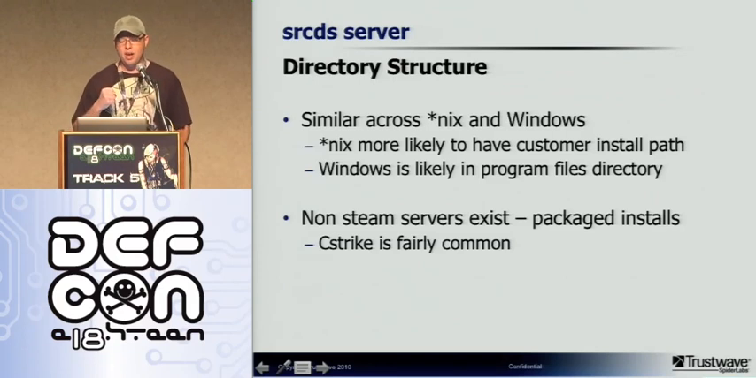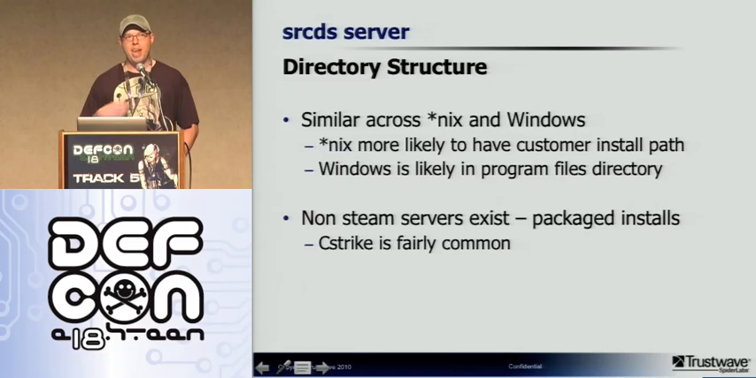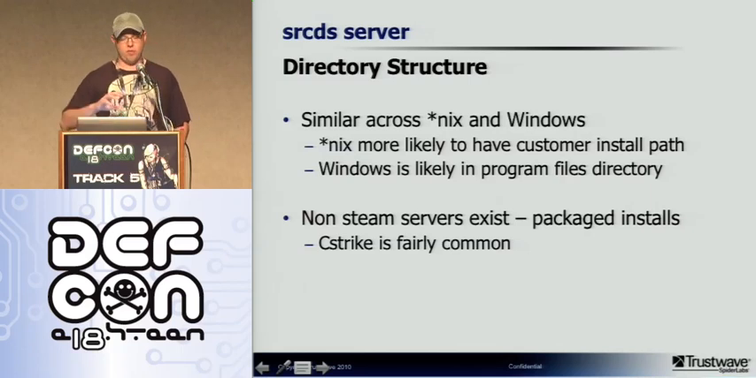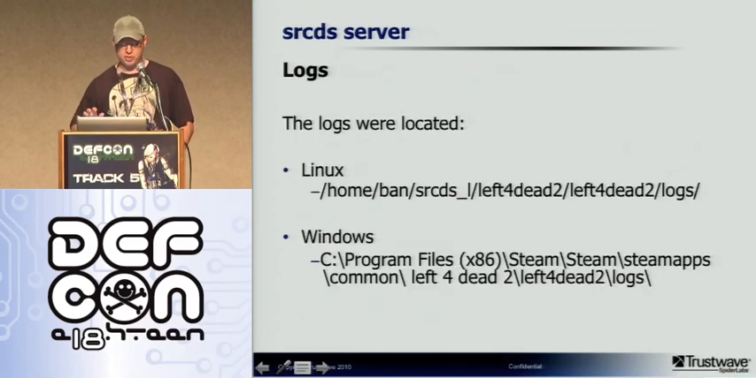Directory structure for the SourceDS server, it's very similar across Linux and Windows. The only real difference is Windows is going to be in the program files directory, whereas Linux, it might be more of a custom path. Now, non-Steam servers exist, packages installed, like the earlier example I provided with the IP addresses of the admin mod logs. Like I said, we were able to trace all that back. All those IPs went back to Russia. We had the Steam IDs. We were able to look it up. And I think we'll get to that slide in a minute when I talk about the Steam community pages.